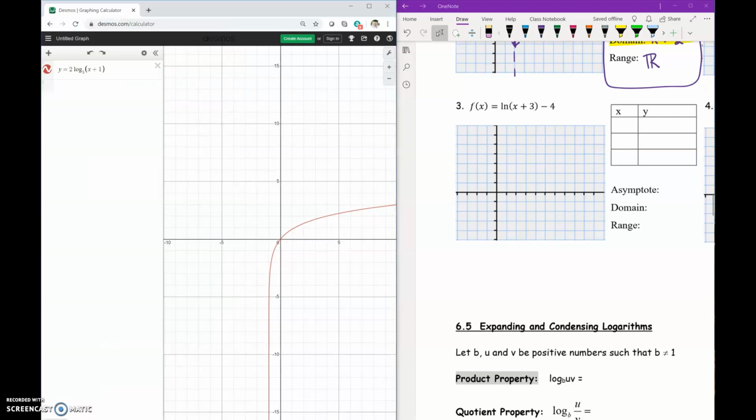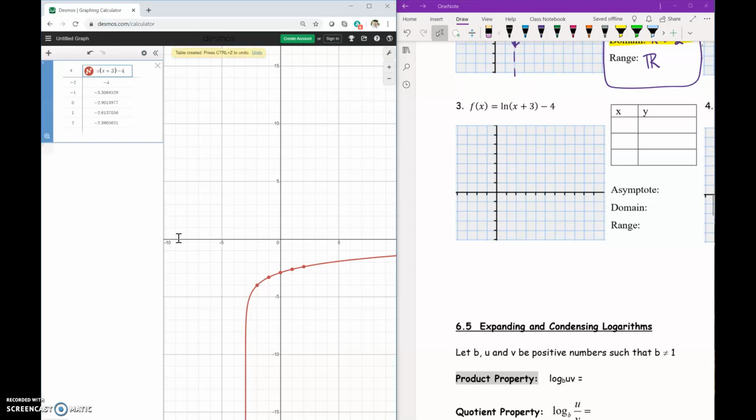On Desmos, same thing. You go into your equation and you just type in y equals ln parentheses x plus 3. Move outside of your parentheses, minus 4. And there's that graph. You can convert it to your table. And I like the point -2, -4. I think I'll take the point 0, -2.9, and maybe 2, -2.4.